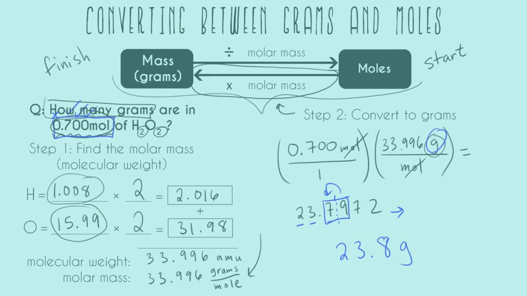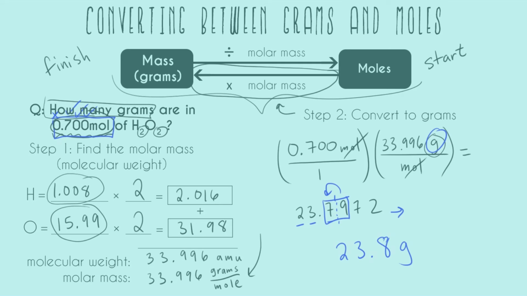Alright, and so for all of these problems, I think it's really important to get in the habit of doing double checks. And so remember that the molar mass is just equal to how many grams 1 mole of that substance weighs. So our molar mass for H2O2 was 33.996. That means that if we had 1 mole of H2O2, we would have had about 34 grams of it. And so we didn't have 1 mole of it. We had less. We only had 0.7.